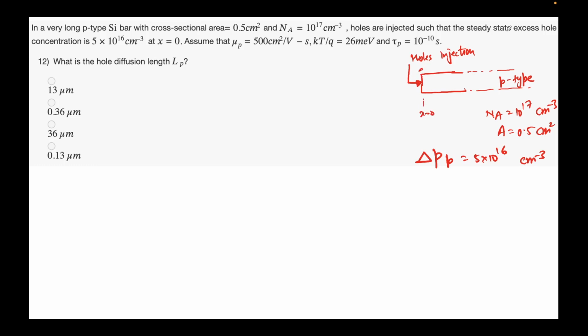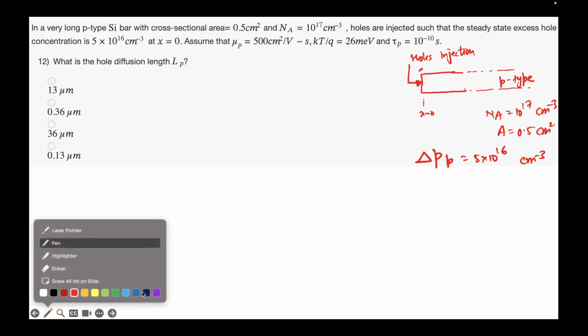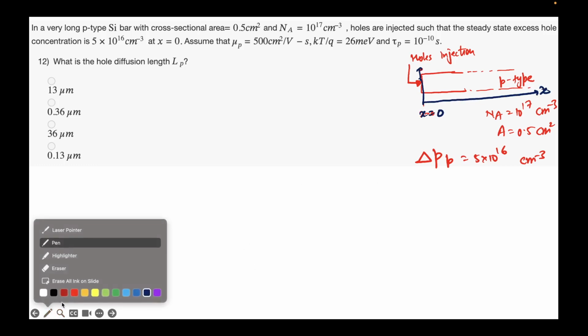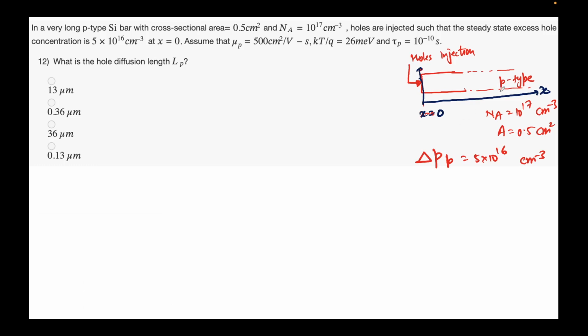Let me draw the coordinate axis with a different color. So this is your left edge, x equal to 0, and the right side goes to infinity. Okay, so that's how this p-type silicon bar looks. This is all the information, but some other constants are also given. What is the hole diffusion length, LP? How do we get LP?